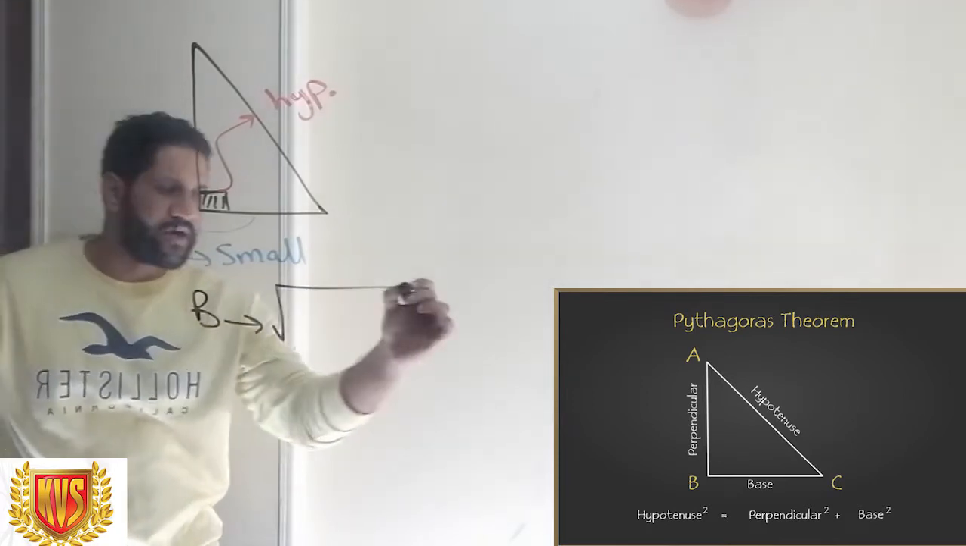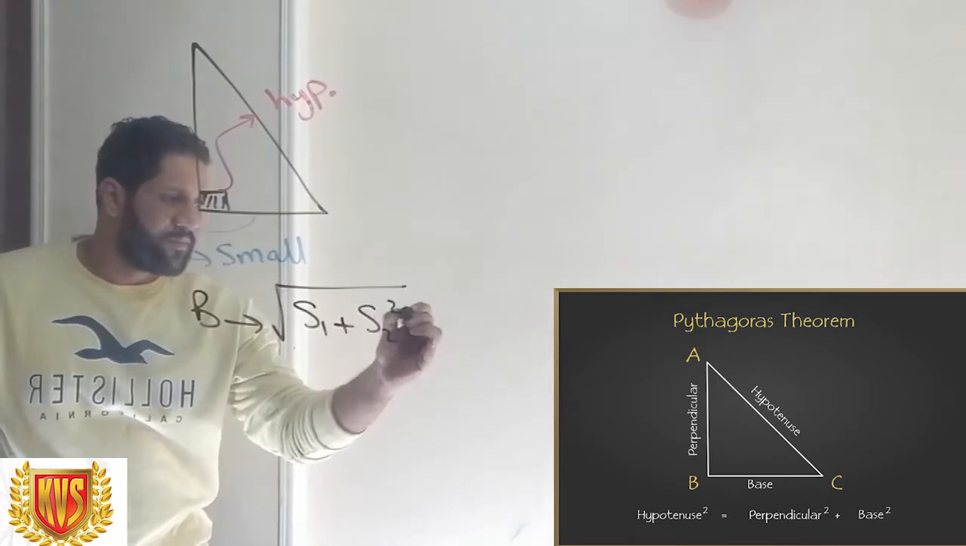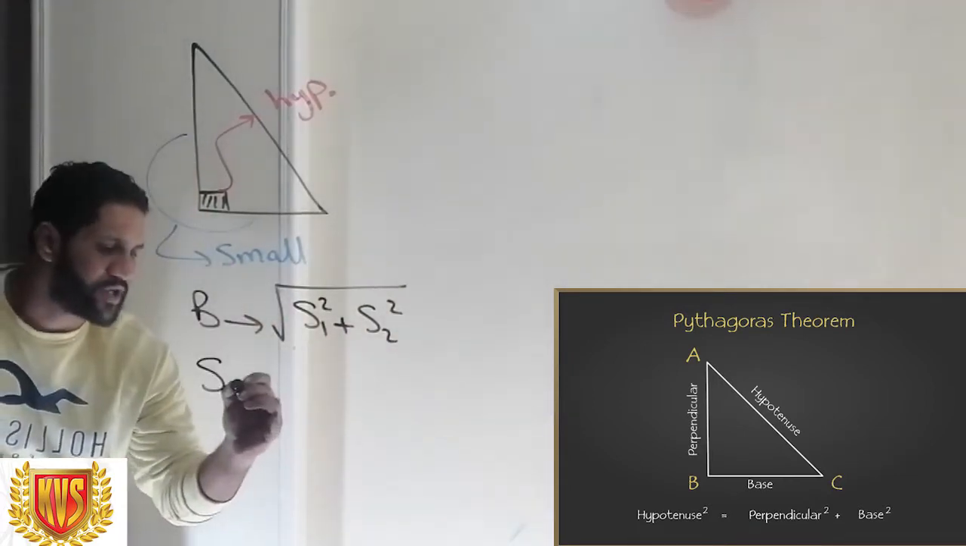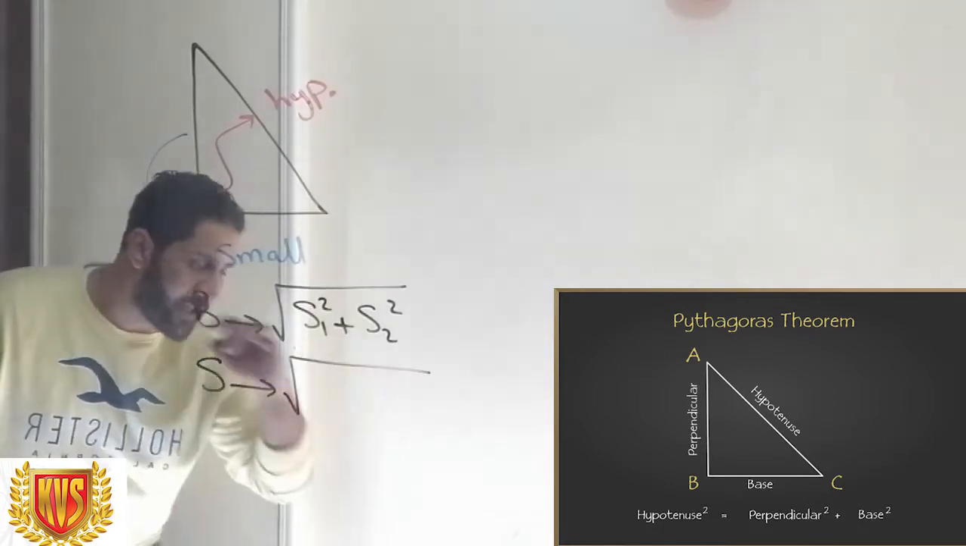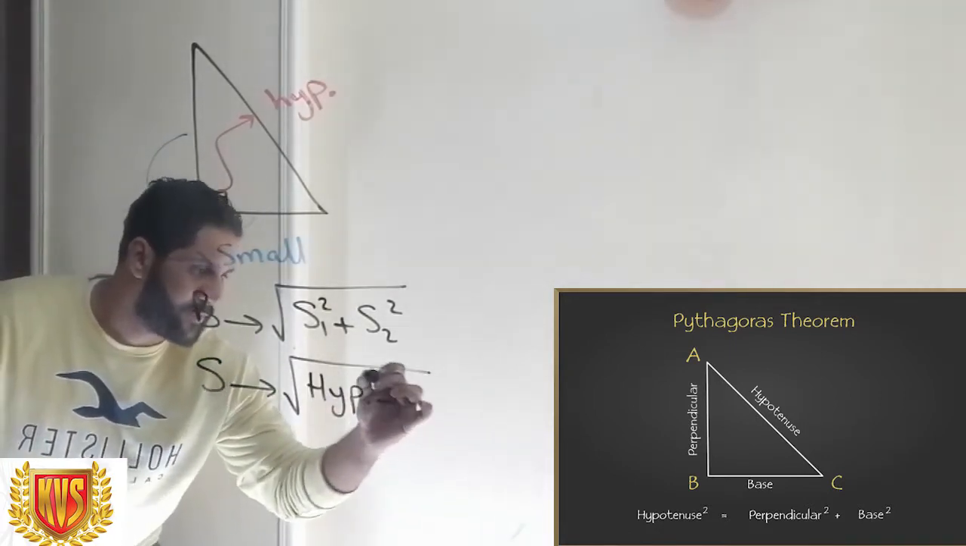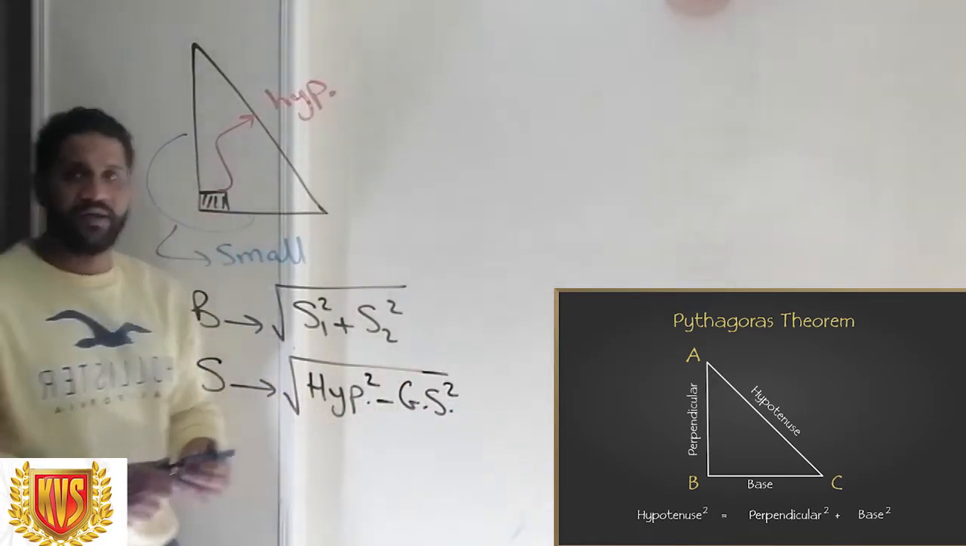To find the biggest, you are going to take the square root of adding the small sides power 2. Okay? To find any of the small sides, you are going to take the square root of the hypotenuse power 2 minus the given side power 2. Okay, let's take an example.